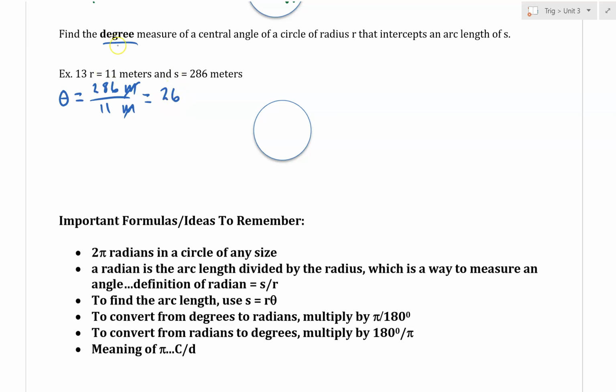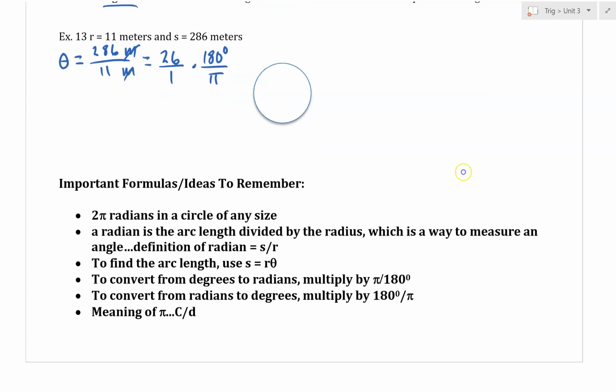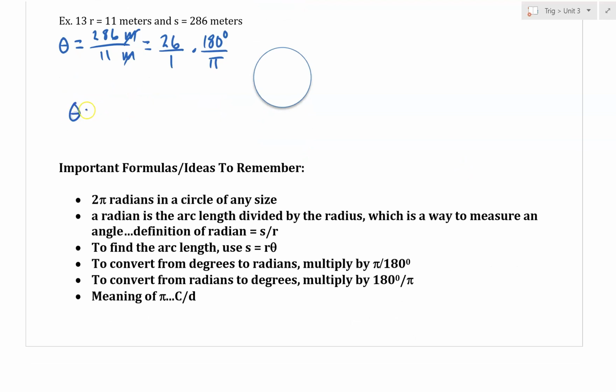But I want to get this in degrees, so I'm going to say 26, and I'm going to multiply this by 180 degrees over pi. And then I'm going to do that work. In this case, and I did this prior, it's approximately 1489.7 degrees. So what does that mean for our picture?